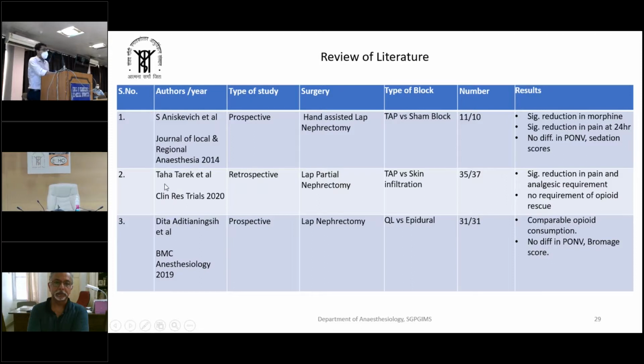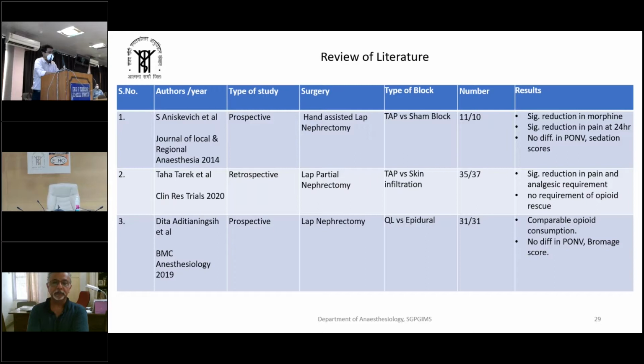According to a study by Eniskevich et al., published in the Journal of Local and Regional Anesthesia 2014, which was a prospective study, they compared TAP block with 20 ml of 0.25% bupivacaine versus sham block with 20 ml of 0.9% saline in patients undergoing hand-assisted laparoscopic nephrectomy. They performed TAP for 11 patients and sham block for 10 patients. They reported significant reduction in morphine consumption. They also reported significant reduction in pain scores at only 24 hours. There was no difference in PONV or sedation scores.